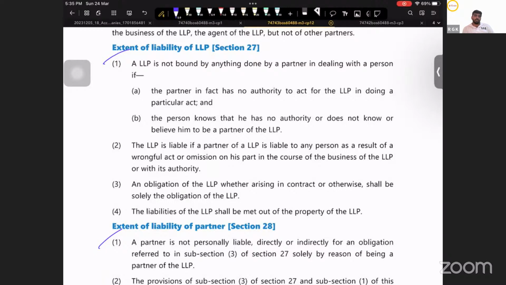The LLP is liable if a partner of the LLP is liable to any person as a result of a wrongful act or omission on his part in the course of business of the LLP or with its authority. So for a third person, if a partner is liable for something gone wrong, the LLP will also be liable to the third person. An obligation of the LLP, whether arising in contract or otherwise, shall be solely the obligation of the LLP. And the LLP's obligation shall be met out of the property of the LLP. LLP ಯ property ಬಳಸಿಯೇ LLP ಯ liabilities ಗಳನ್ನು pay off ಮಾಡಬೇಕು. So this is the thing.